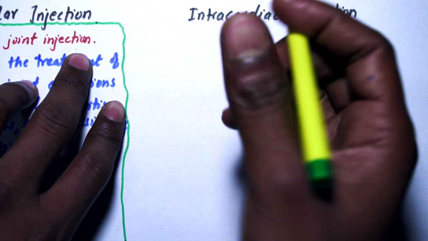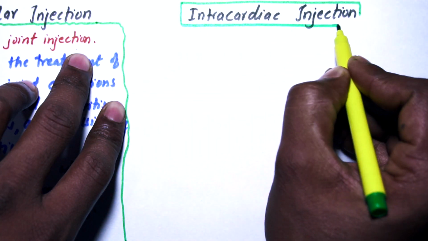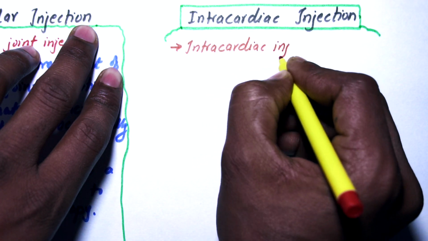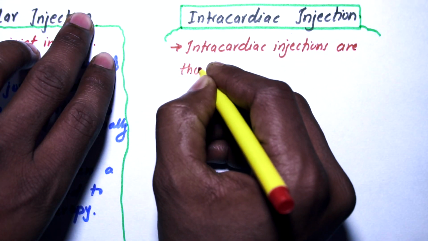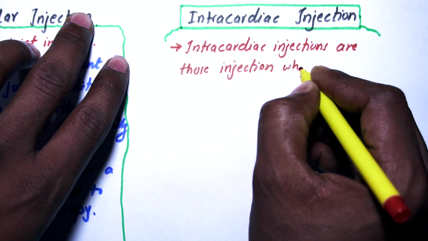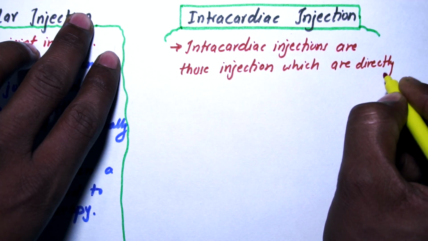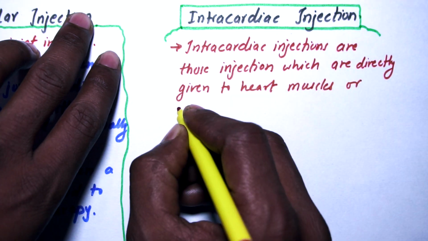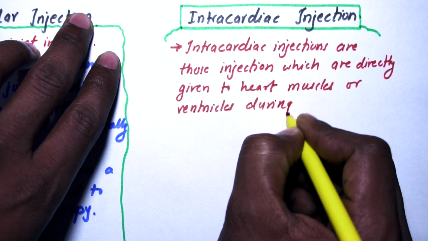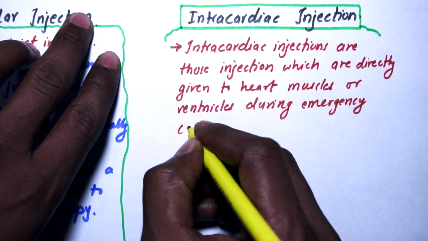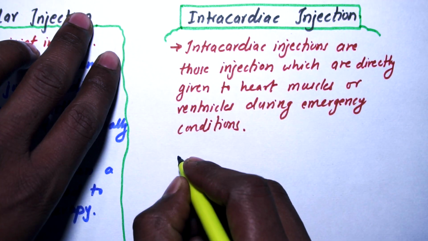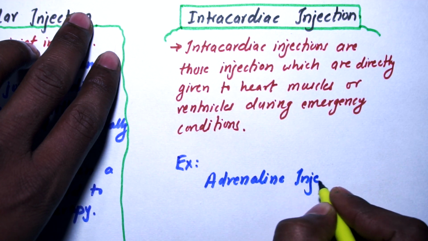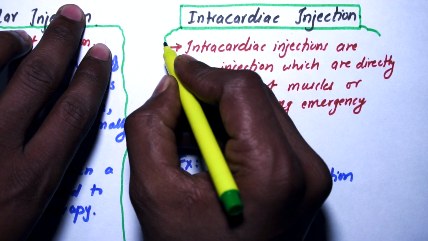Now coming to intracardiac injection. As its name suggests, intracardiac injections are those injections which are directly given into the heart muscle or ventricles during emergency conditions. Remember, this is only for emergency conditions. An example is adrenaline injection. So this is all about intracardiac injection.